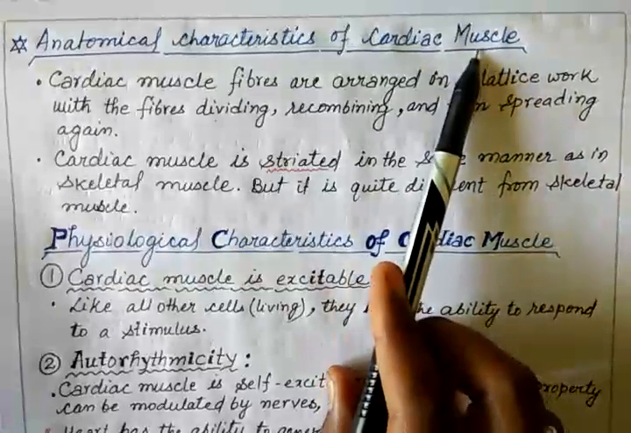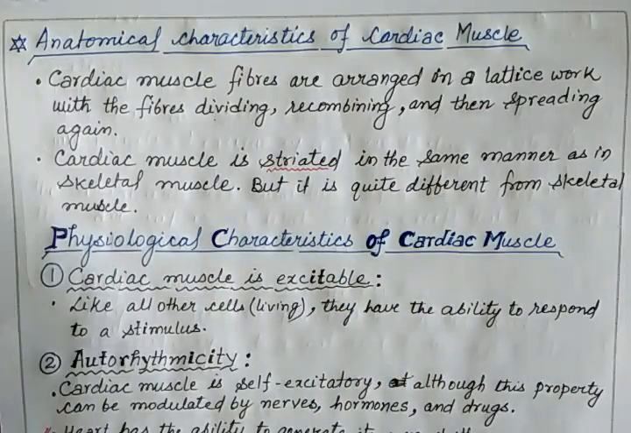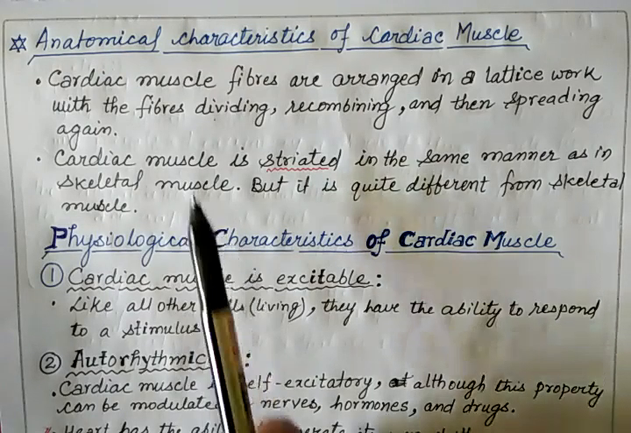Anatomical characteristics of the cardiac muscle. The cardiac muscle fibers are arranged in a lattice work. Now this lattice we will read in the chemistry part. Lattice is a very strong structure. In a very well-mannered way, the molecules are combined so that it will be strong and flexible.